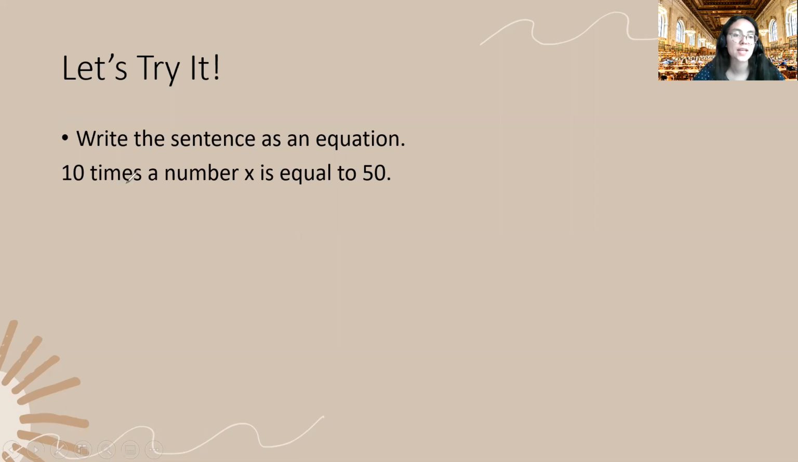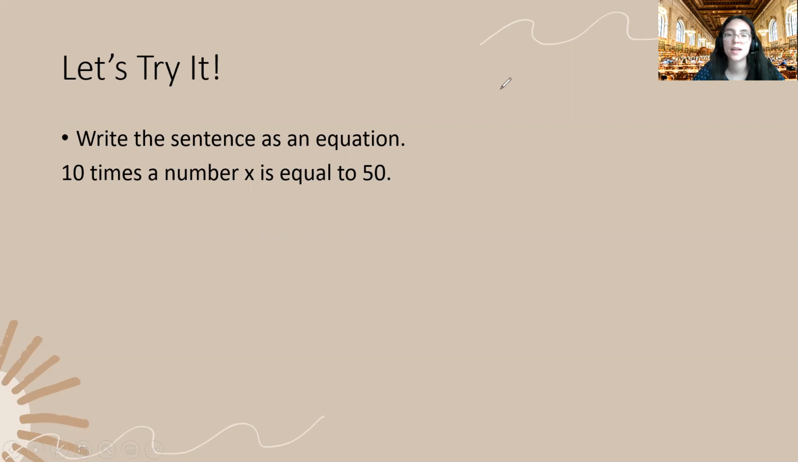Okay, so we have 10 times a number x is equal to 50. So I'm going to see 10 times, so this is times, so that tells me that it's multiplication, times a number x, this tells me my variable, and is right here tells me that I'm going to have an equal sign, or is equal to 50.